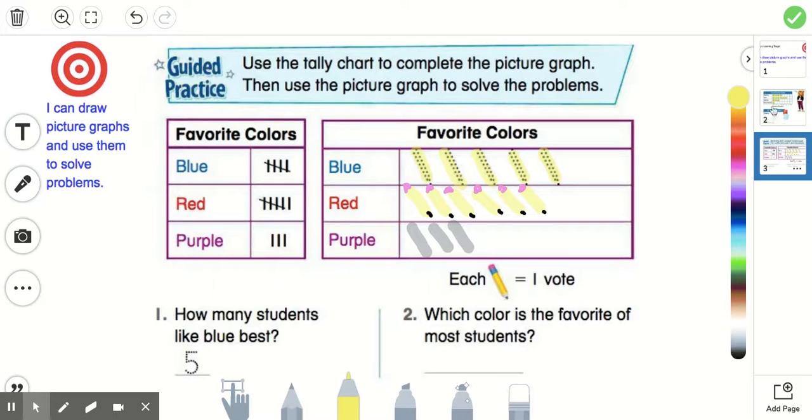is red. I'm going to do a red pencil. There we are. So today we drew picture graphs, and then we used picture graphs to solve problems.